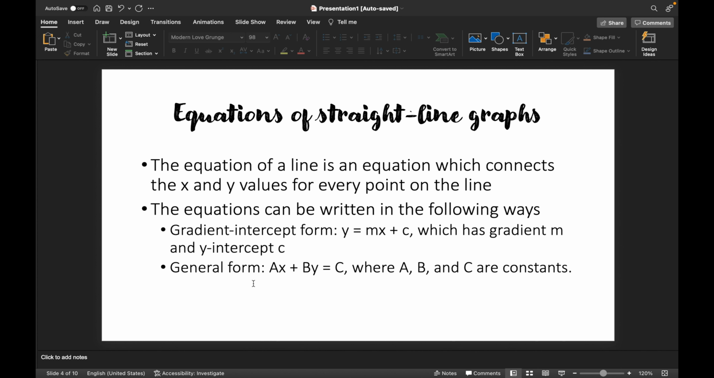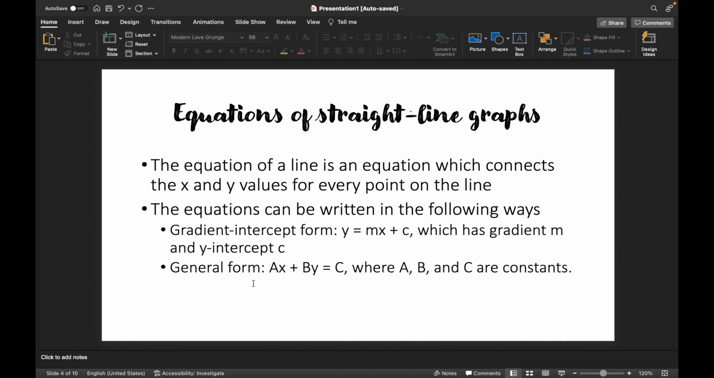So remember that. And then the other one is the general form, which is ax plus by equals c. So you have to write x and y on the same side, and the constant must be on the other hand side. And a, b, and c are constants.